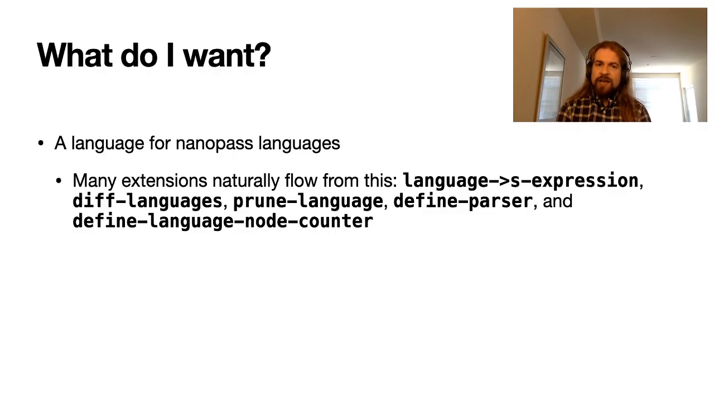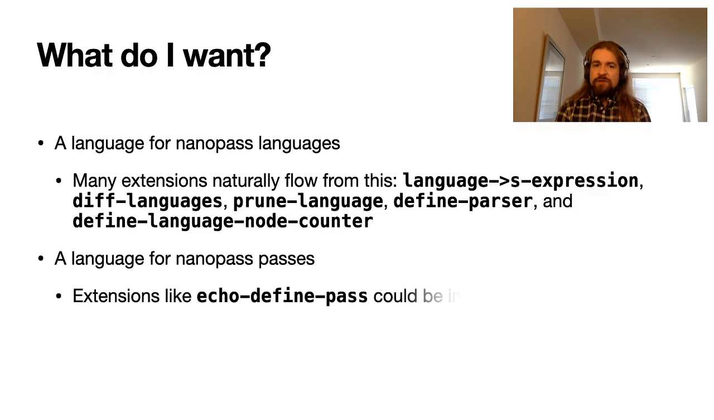And we could imagine define-language-node-counter, for instance, instead of even generating a function, which is a little bit complicated and needs to know some of the internals, it could simply generate a pass. And then the rest of the Nanopass framework could turn that pass into the function for doing the node counting.